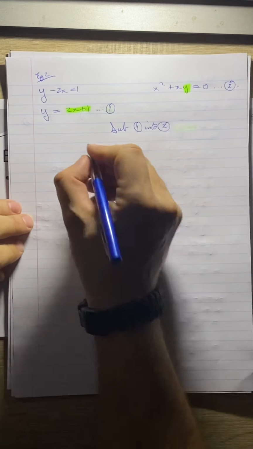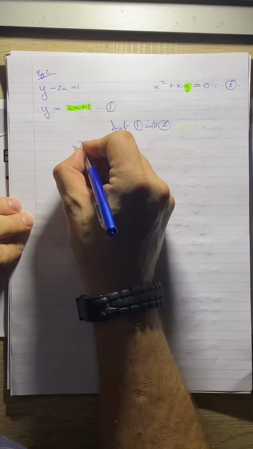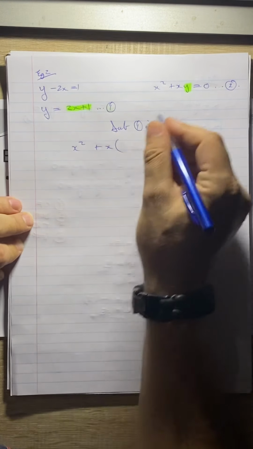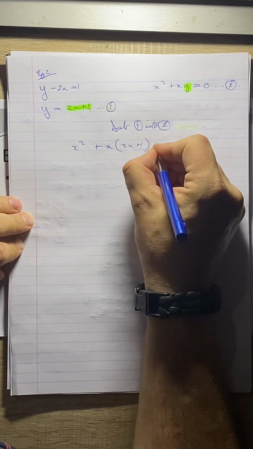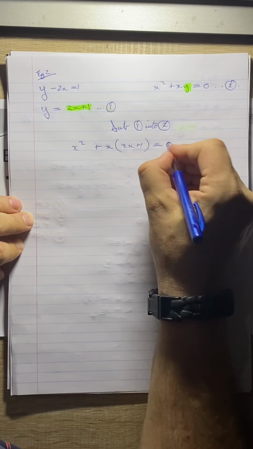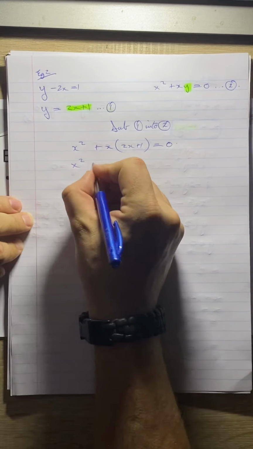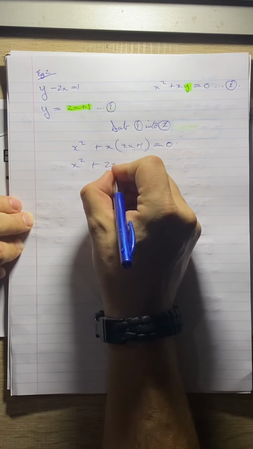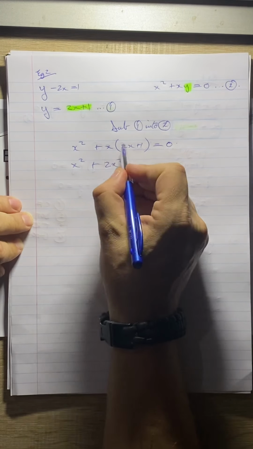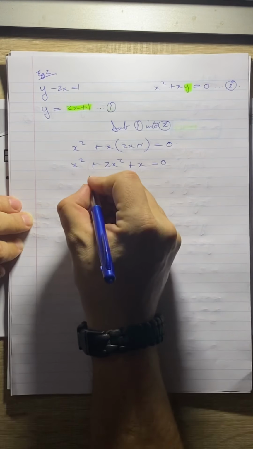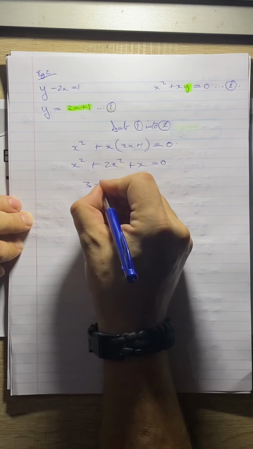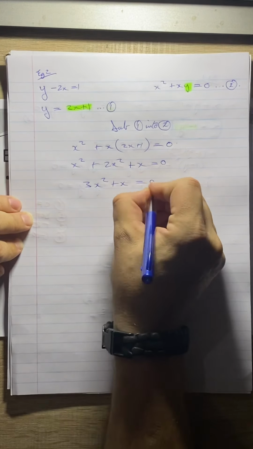Right, so we get here x squared plus x, that y becomes 2x plus 1, and that's equal to 0. Let's distribute here. So we get 2x squared. All I'm doing is distributing the x into the bracket. Plus x equals 0. Get like terms together, and we get 3x squared plus x equals 0.